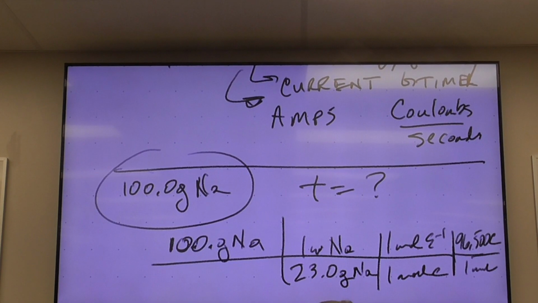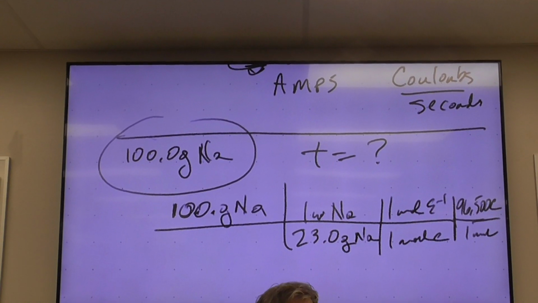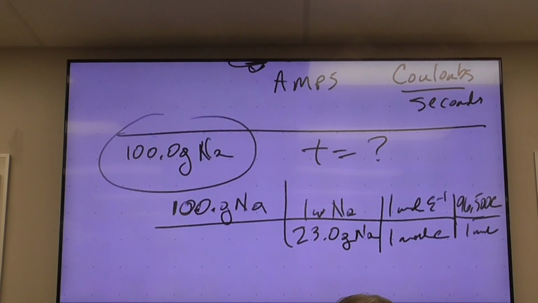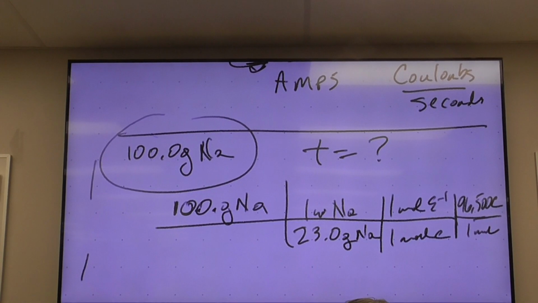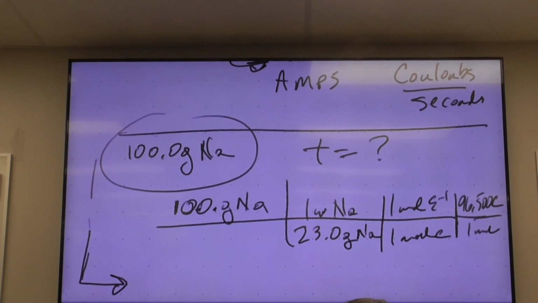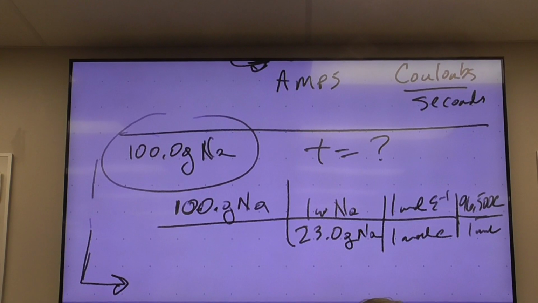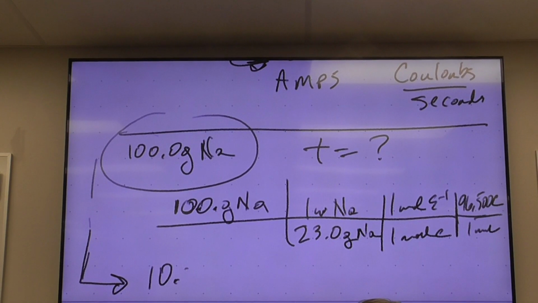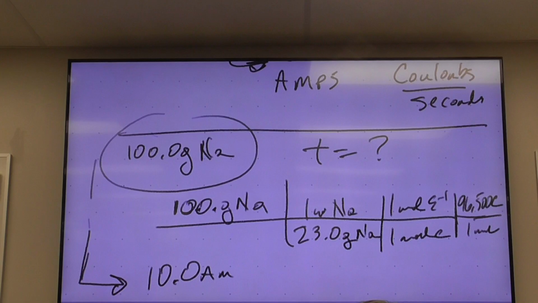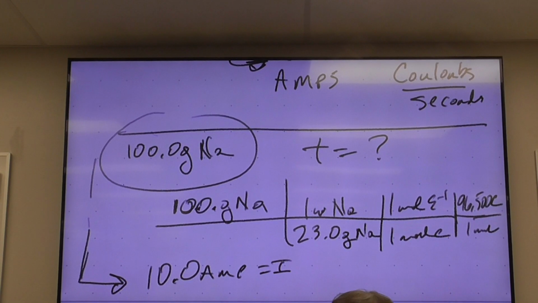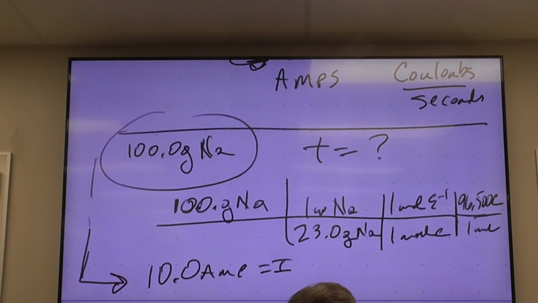It's just stoichiometry. It's just stoichiometry on steroids. Now, there's one other number that you need, and that's the current. Let's say that this is a 10 amp current. So if that's your 10 amp current, what does that mean?